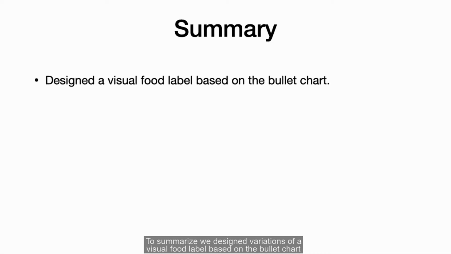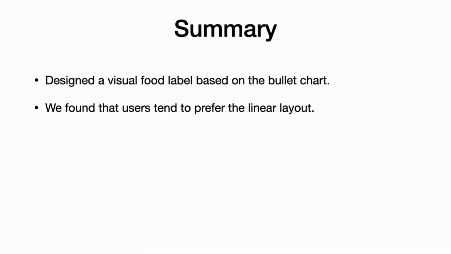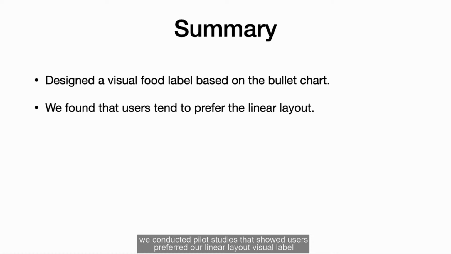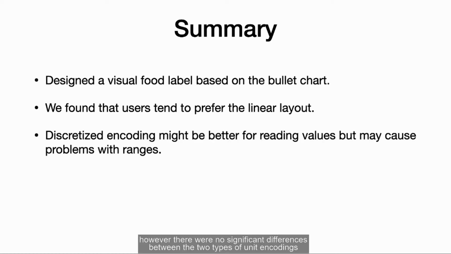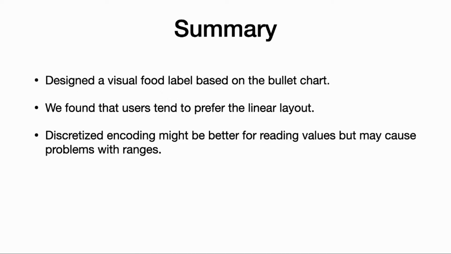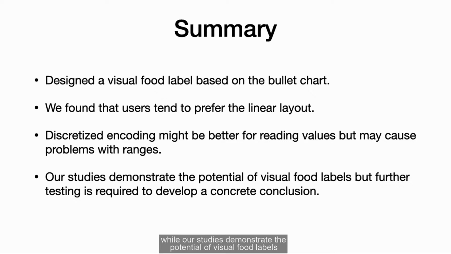To summarize, we designed variations of a visual food label based on the bullet chart. We conducted pilot studies that showed users preferred our linear layout visual label. However, there were no significant differences between the two types of unit encodings. While our studies demonstrate the potential of visual food labels, further testing on a large, diverse set of participants is required.